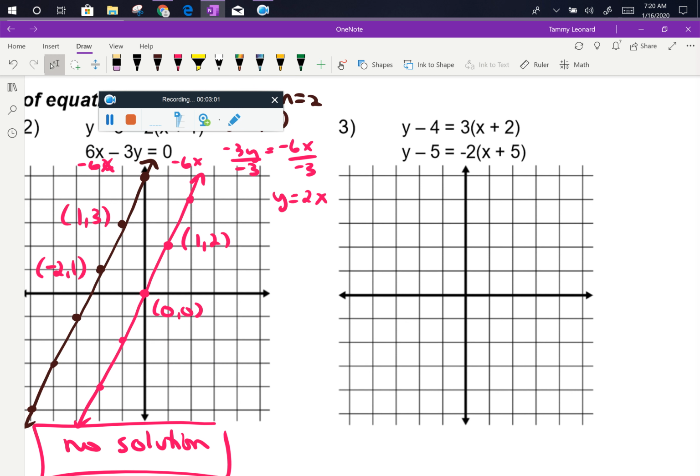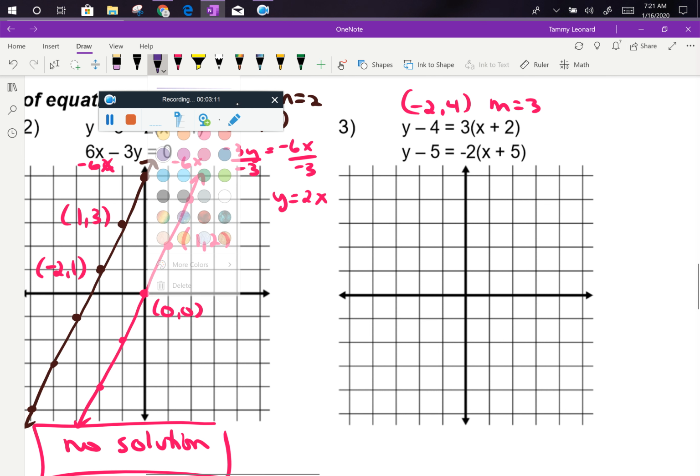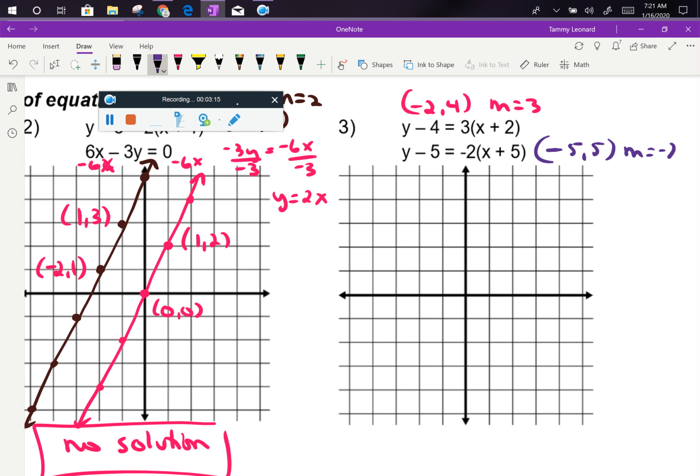Example 3 is 2 point slopes. So we've got -2, +4 with a slope of 3. And we've got -5, +5 with a slope of -2 for our second line. So graphing the second one, I go to -5, +5. That's way up here. And I'm going down 2 and right 1 all the way across the grid.